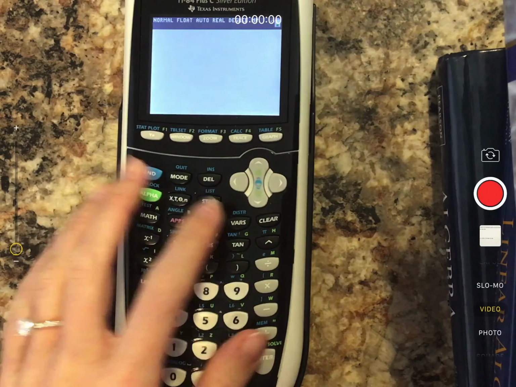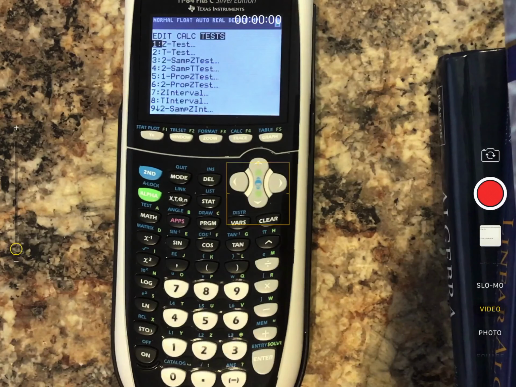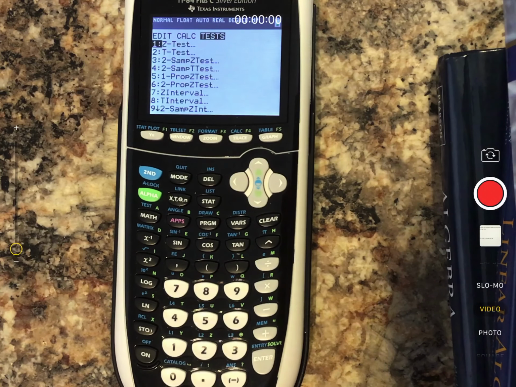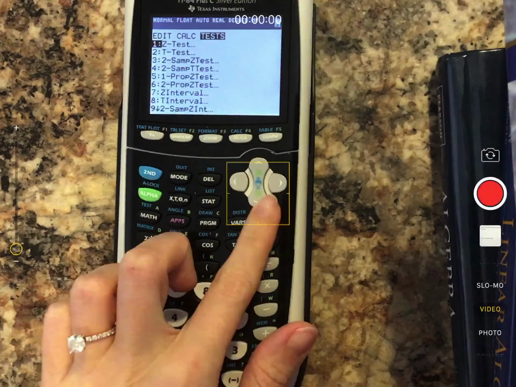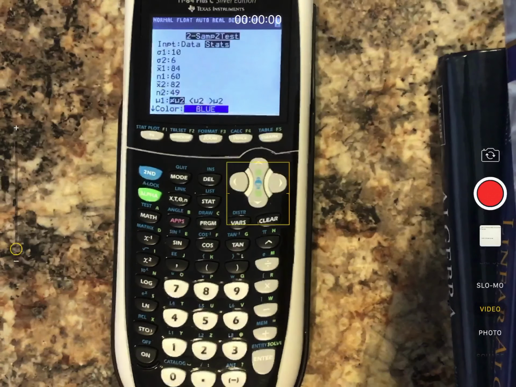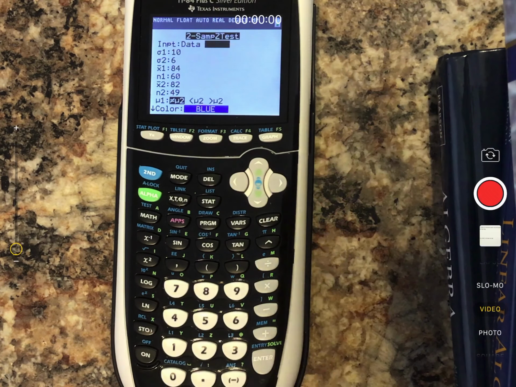So if you go to stat and go across to tests, you should see option 3 is a two-sample z-test. Okay, as I said, later on we're going to do a two-sample t-test. But right now, everything that you're going to be doing is on a two-sample z-test in this situation. You are going to be inputting statistics. It's going to ask you for the population standard deviation of each of your populations. So that's sigma 1 and sigma 2.